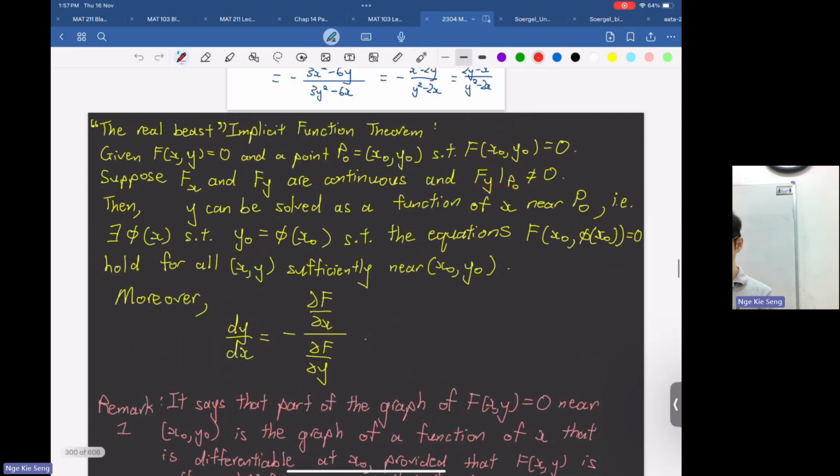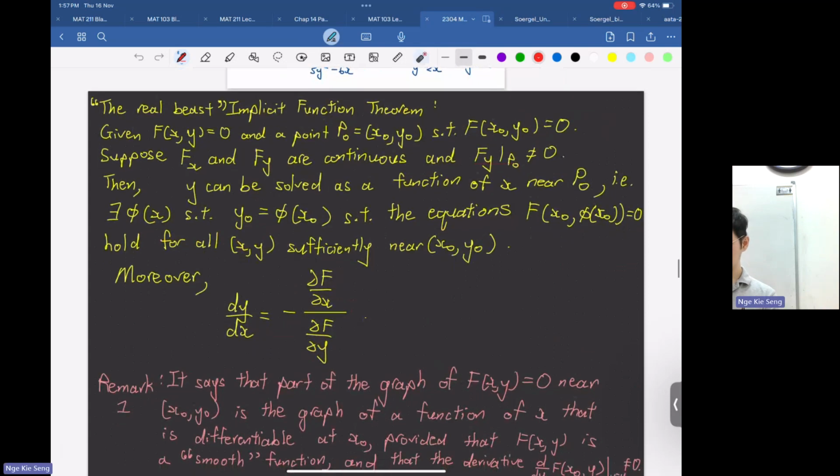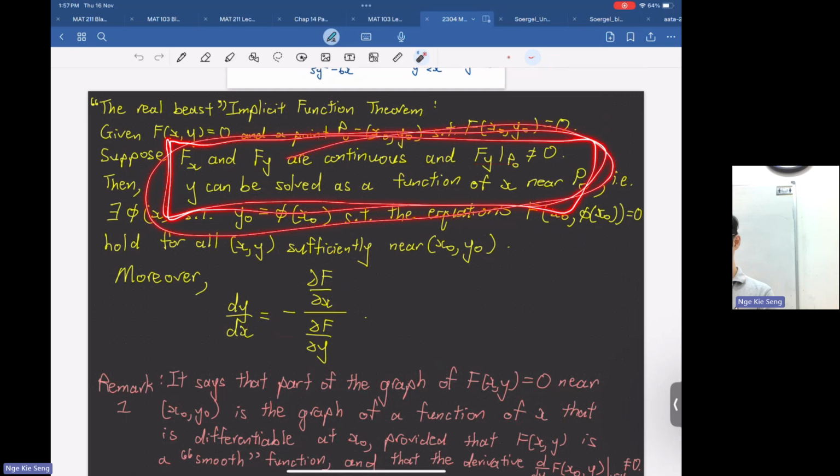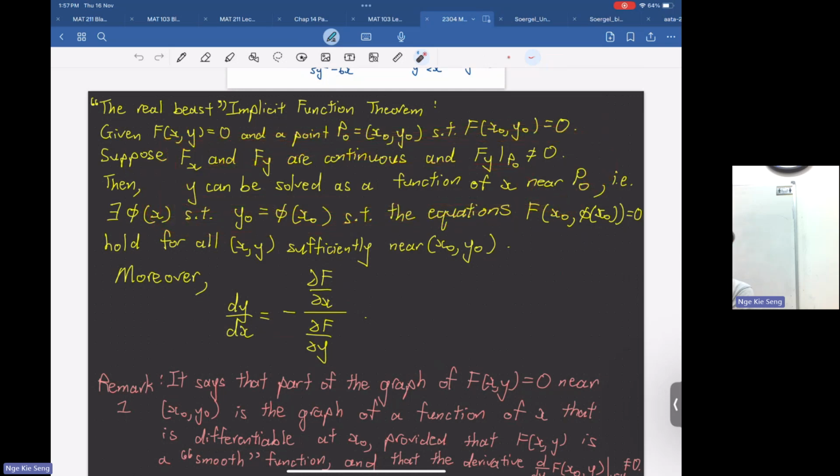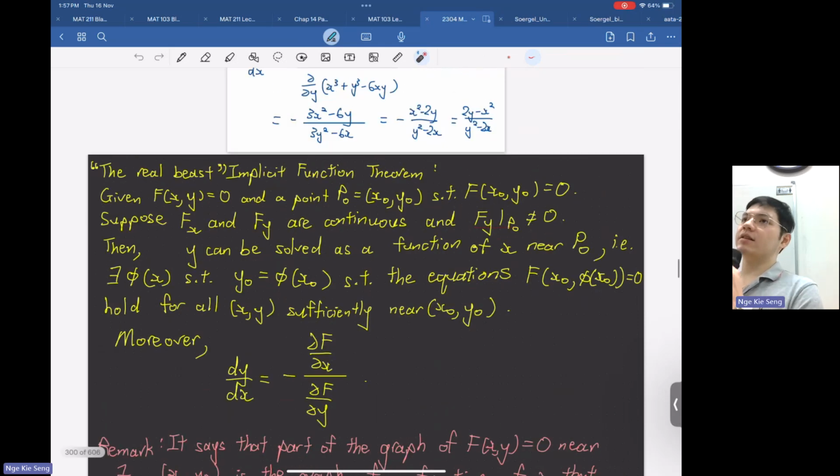So the key part is here. You need one of them to be non-zero. f_y is non-zero, so that you can solve y in terms of x. This idea is very interesting. How do I present it to you?